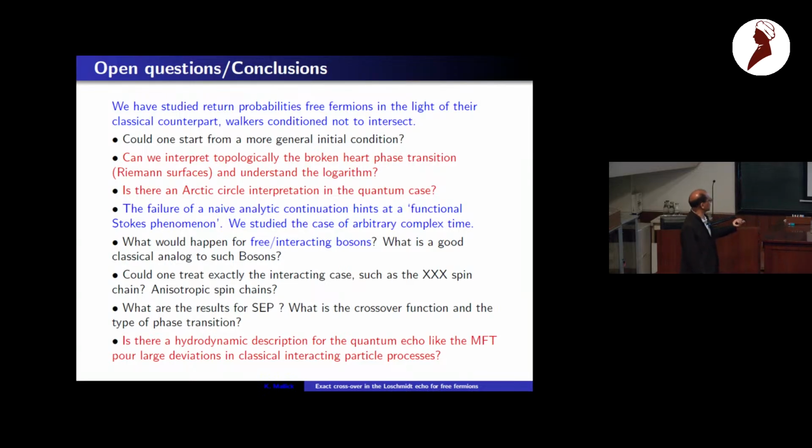Of course, we want to add interactions. So instead of starting with the free fermions, we could start with the XXX spin chain or the XXZ spin chain, an isotropic spin chain. XXX is closely related to the symmetric exclusion process, the same way as free fermions are related to classical random walkers conditioned not to intersect. For the symmetric exclusion process, you can ask the same problem. We start with n particles in ZEP. You let them evolve, and you want to compute the probability of returning to their initial condition.